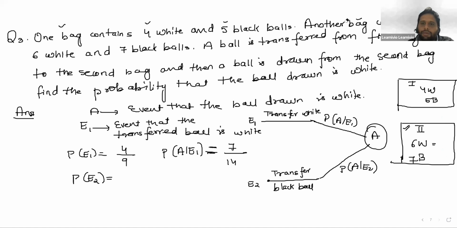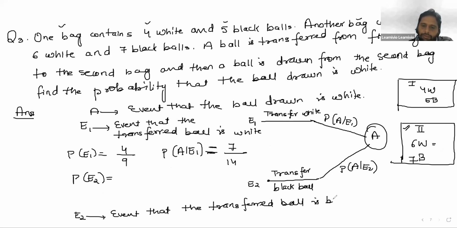You are transferring from the first bag a black ball. Okay, I will write here: E2 is the event that the transferred ball is black. What is P(E2), Atif? You're transferring a black ball, 5 by 9. Very good.